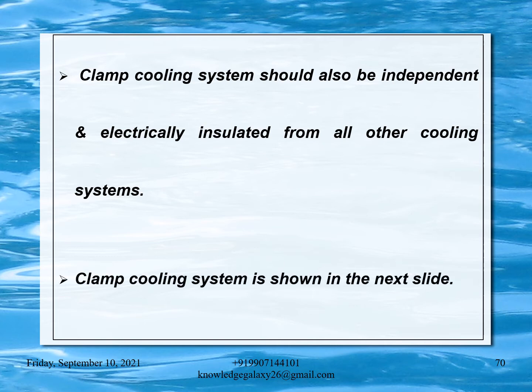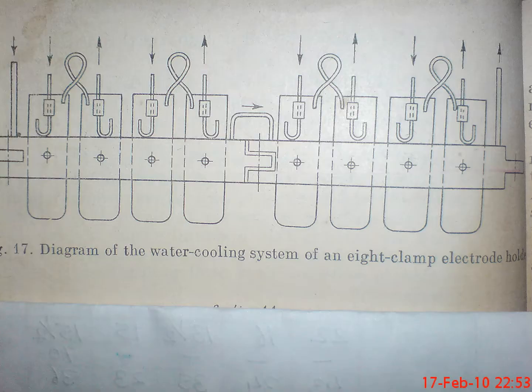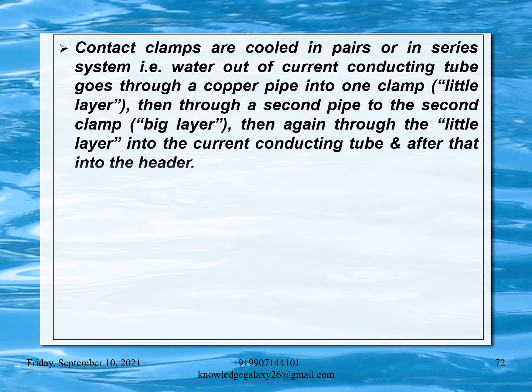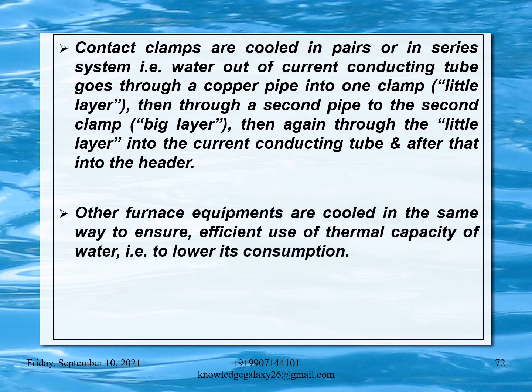A schematic representation of clamp cooling system is shown in the next slide. This is the diagram of the water cooling system of an 8 clamp electrode holder. Contact clamps are cooled in pairs or in series system, that is, water out of current conducting tube goes through a copper pipe into one clamp little layer, then through a second pipe to the second clamp big layer, then again through the little layer into the current conducting tube, and after that into the header. Other furnace equipments are cooled in the same way to ensure efficient use of thermal capacity of water, that is, to lower its consumption.